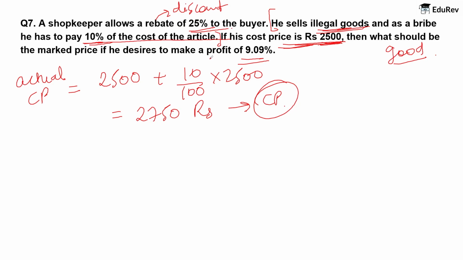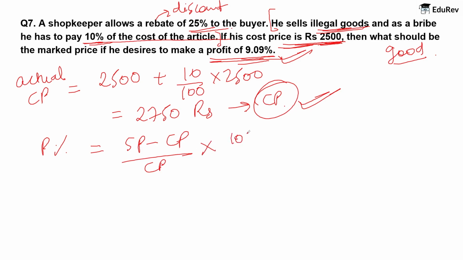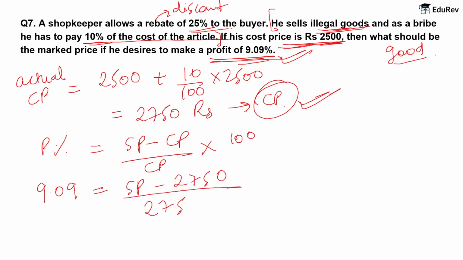Also, you are given the profit percentage of 9.09%. So if you know the profit percentage and you know the CP, you can calculate the SP easily using the formula. Profit percentage is nothing but SP minus CP upon CP into 100. So when you keep the value of profit percentage as 9.09 over here, SP has to be found. CP is 2750, divided by 2750, into 100. So you've got a beautiful equation over here.